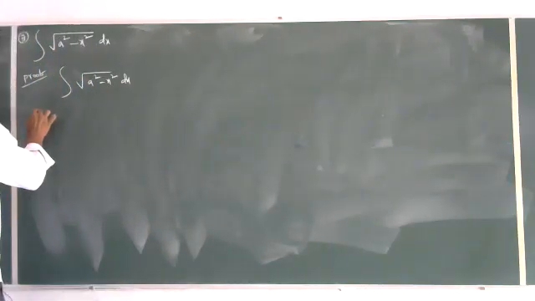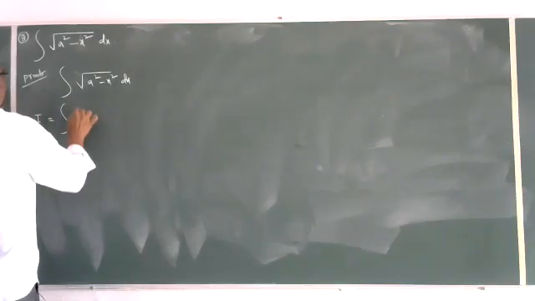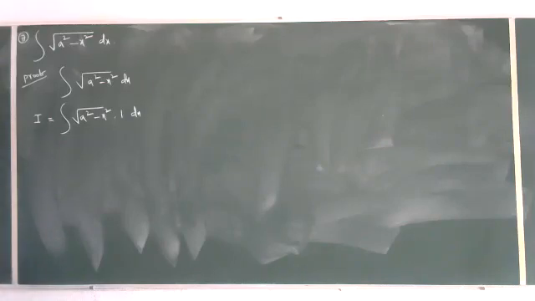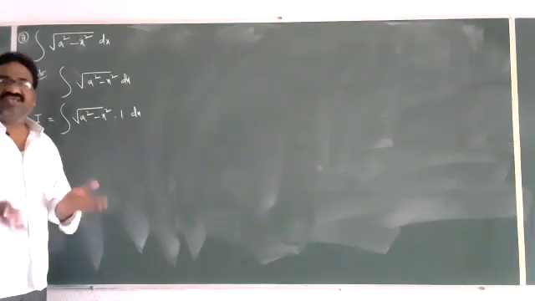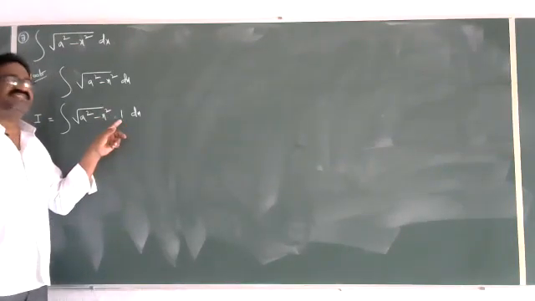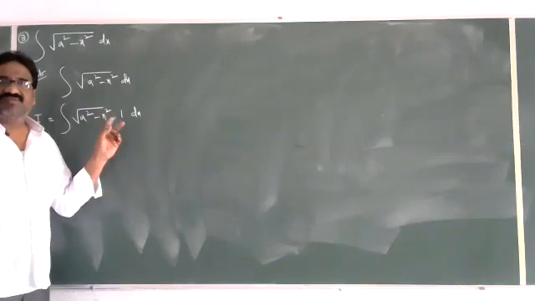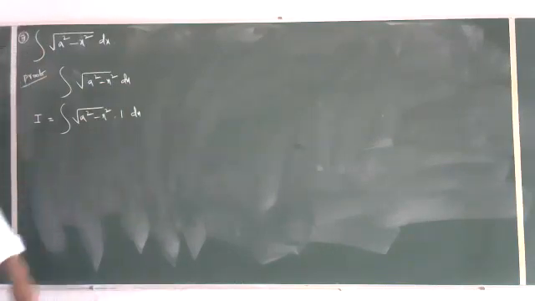For example, first you consider I is equal to integration of root of a square minus x square into 1 dx. So here, this is not an algebraic function, but this is an algebraic function. But why do we consider this as the first function and this as the second function? For example, if you take this as the first function, in the formula the first function's derivative is required, and the derivative of 1 is 0. That's why 1 is always taken as the second function.